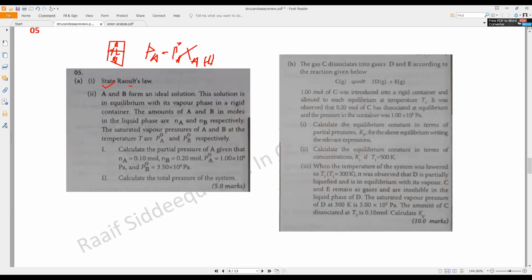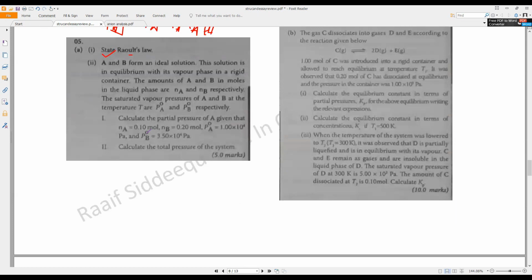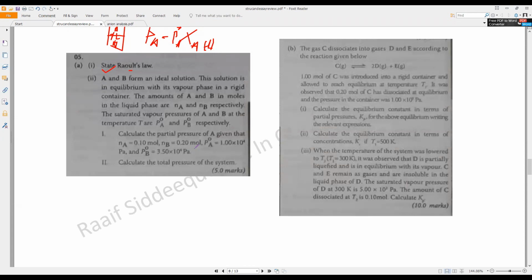Right. So we are going to do the same type of Raoult's law calculation. I have mentioned before, everywhere you go, in Raoult's law questions you always use just two equations: the Raoult's law equation and Dalton's law equation. Raoult's law for the liquid system using the mole fraction of the liquid, and Dalton's law for the gas phase. That's it. So A and B form an ideal solution, which is very good, in equilibrium with vapor.